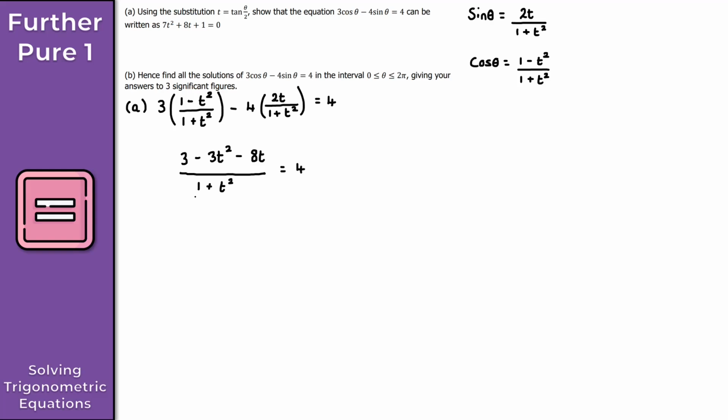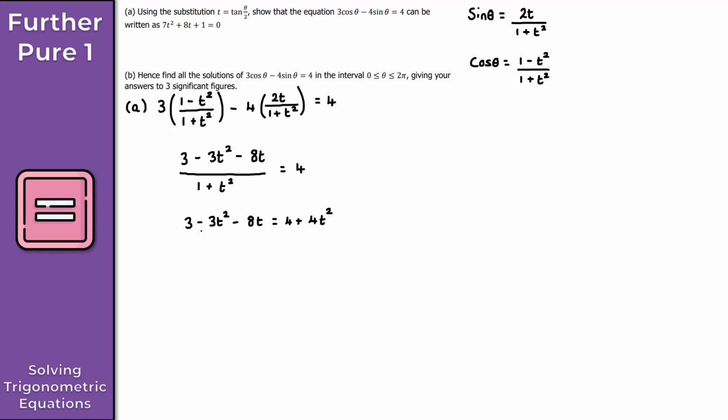And this here is equal to 4. Now we want to get rid of this fraction. So to get rid of the denominator, we just times through by 1 plus t squared. So on the right-hand side, we get 4 lots of 1 plus t squared. So I've got 3 minus 3t squared minus 8t. Like so. And then we get 4 lots of 1 plus t squared, we get 4 plus 4t squared.